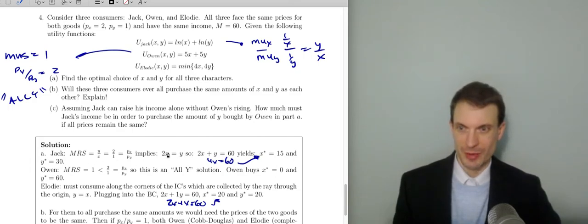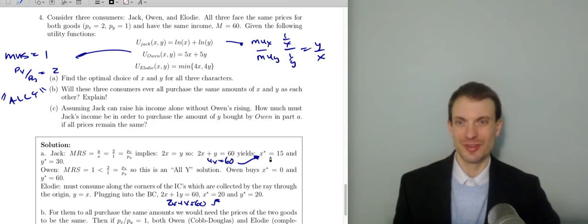Price of good x was 2, price of good y was 1, so 2x is equal to y. Plug that into our budget constraint: 2x plus 2x is 4x is equal to 60, so x is 15, and then y is 30.